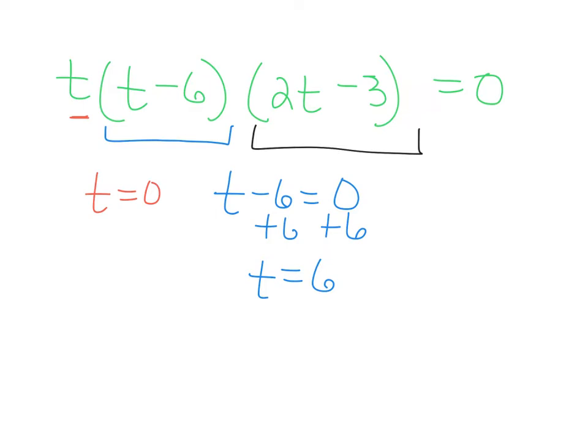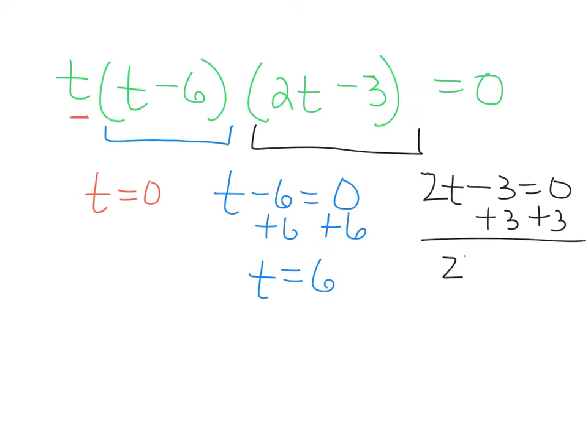T could be 0, t could be 6, or in this last set, 2t minus 3 equals 0. And this one takes a little more work. Divide by 2. T is 3/2. So I have 3 solutions to this problem.